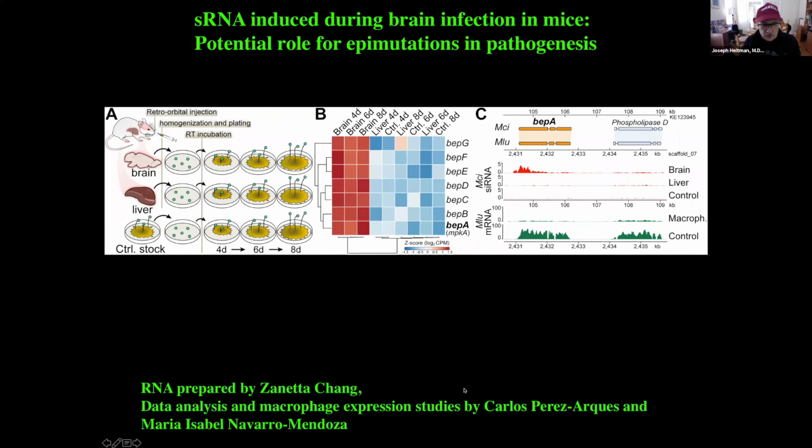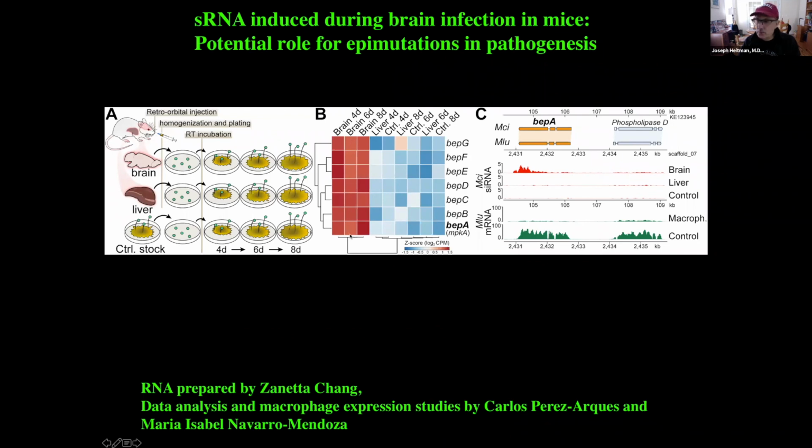Work by Carlos and Maribel, who were in Victor Gar's lab and are arriving soon in Durham to join the lab as postdocs. They've been looking at RNA-seq and small RNAs in the context of macrophage infections. And what's quite remarkable is this BEP-A gene. You can see that its expression is reduced in macrophages. And we think that that could be as a consequence of these small RNAs coming on.